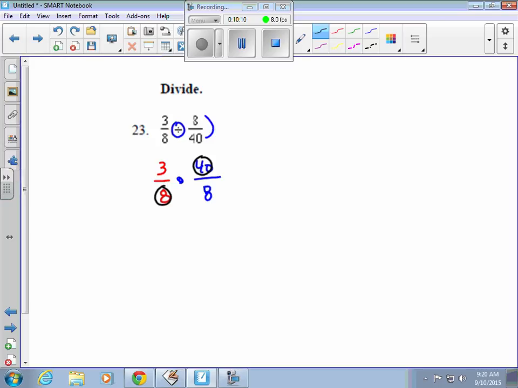I like to cross cancel because I'm used to doing that, so whatever way is more comfortable with you. 8 goes into this one 1 time. 8 goes into this one 5 times. And again, it's the same 5 that I was just talking about. Multiplying straight across right now, 3 times 5 is 15, and 1 times 8 is 8. This doesn't simplify any farther because there's no number that goes into both of them.